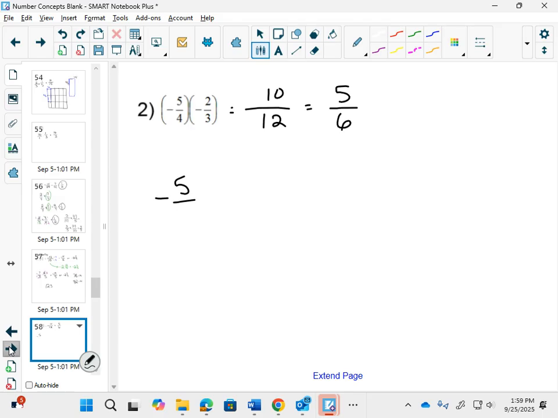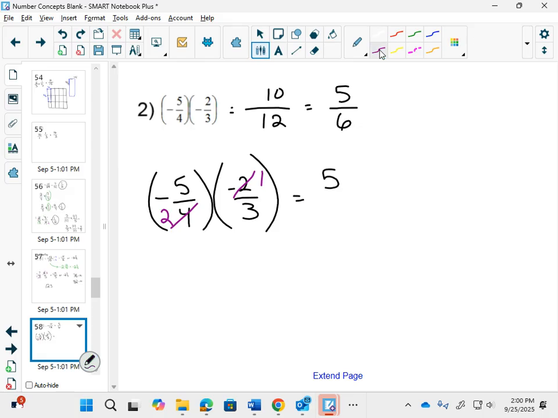Which means I could have simplified something earlier. Can I simplify 5 and 4? Is there a number that divides both of those? No. Can I simplify 2 and 3? No. How about 2 and 4? Yes. I can divide both of those by 2. That would leave me with 1/2. And now, 5 and 3? No. But -5 times -1 is 5. And 2 times 3 is 6.